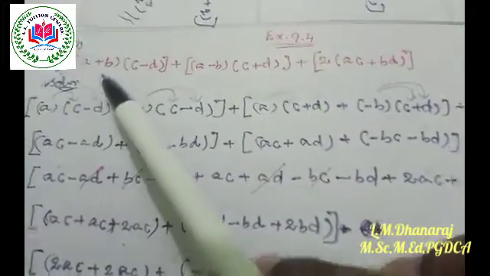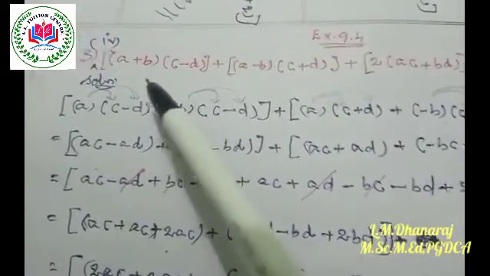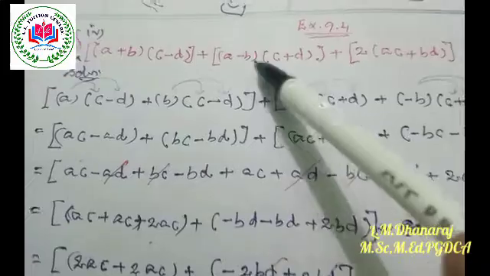For exercise 9.4, the third Roman letter, fourth subdivision, we have to multiply the terms and we have to add. Okay, so there are three pairs of multiplication, then we have to add the expressions. The first one is a plus b into c minus d, plus a minus b into c plus d, plus 2 into ac plus bd.